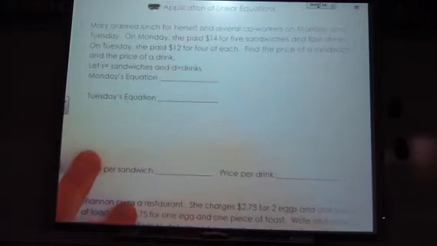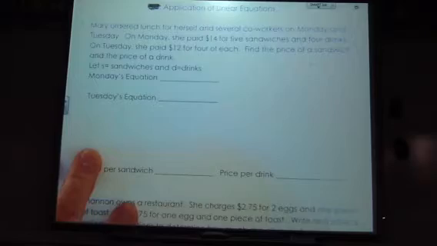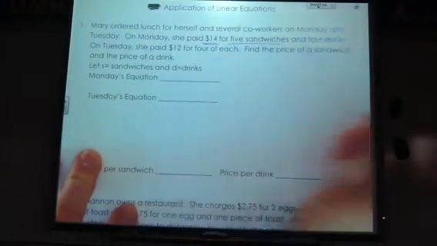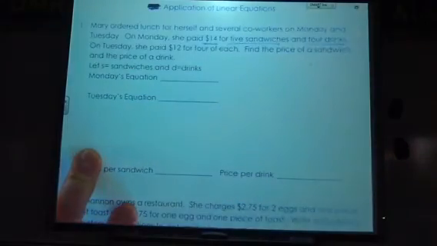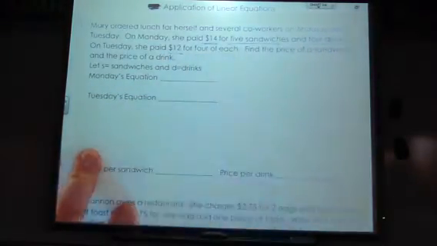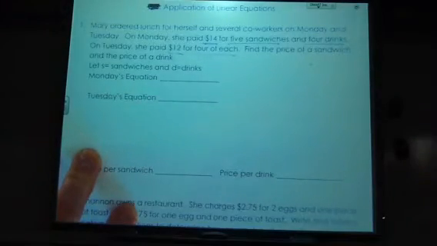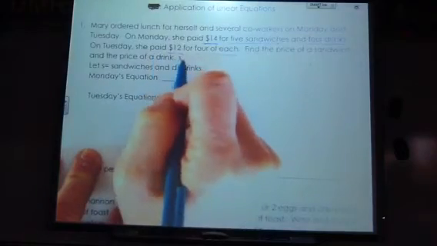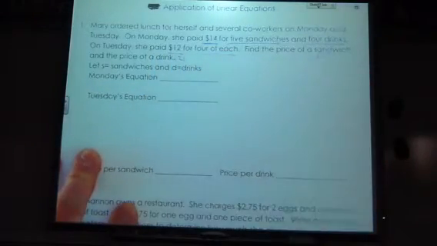All right, Mary ordered lunch for herself and several coworkers on Monday and Tuesday. On Monday, she paid $14 for 5 sandwiches and 4 drinks. On Tuesday, she paid $12 for 4 of each. Find the price of a sandwich and the price of a drink. So we got 2 answers here. Price of the sandwich and price of the drink.